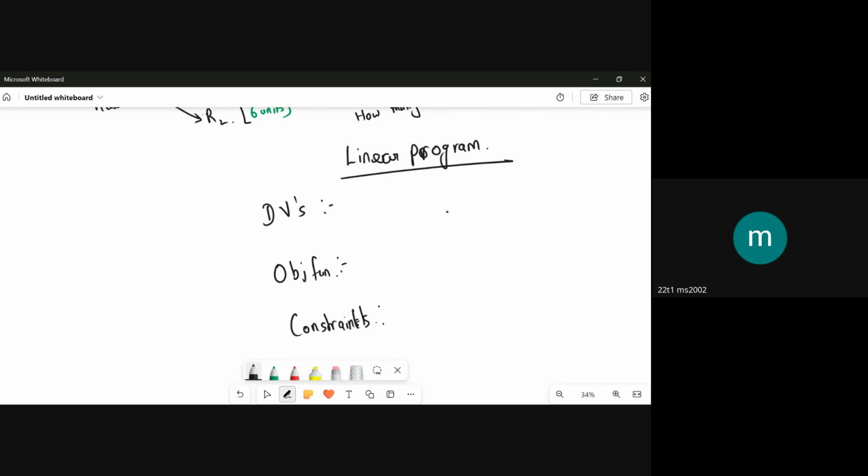Yes, constraints. Okay. So my objective is to maximize the profit for this problem. So what are my decision variables? Decision variables are basically what I have to find out, what I want to find. So what are my decision variables for this problem?